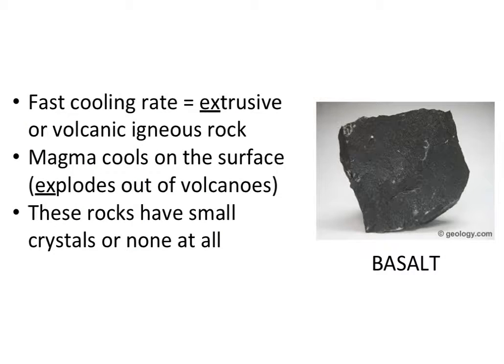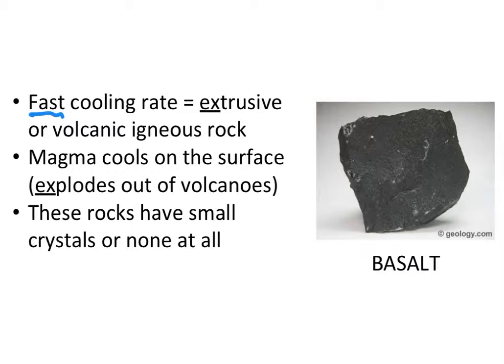If the magma cools more quickly, in other words, it explodes out of a volcano and gets to the surface and it's then called lava and it cools very quickly, we have a fast cooling rate, then we call these rocks extrusive, or sometimes we'll call them volcanic igneous rock. I think of this as them exploding out of volcanoes: extrusive, exploding out of a volcano.